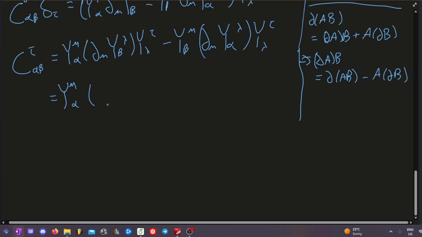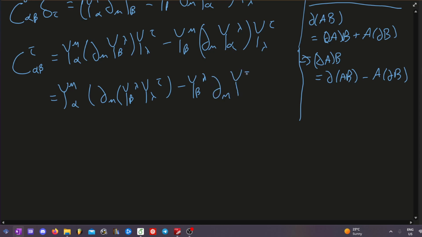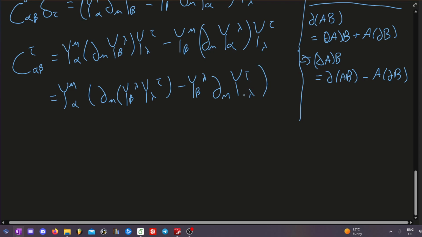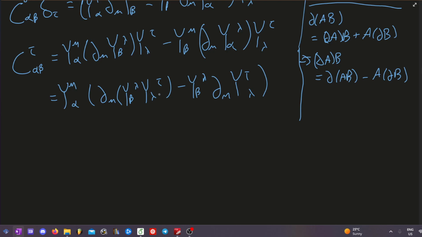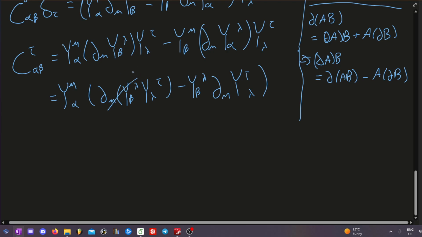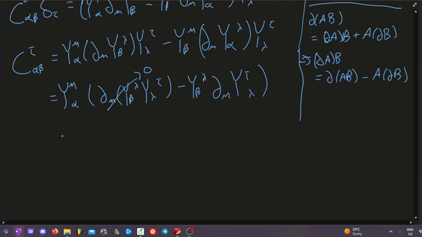So instead now, we're going to write del mu acting on y beta lambda and y lambda tau, and subtract off y beta lambda times del mu of y tau lambda. That's term 1 only. And remember, the inside of this derivative is going to evaluate to a Kronecker delta, like I showed earlier. So that's just a constant inside the brackets, and this derivative evaluates to 0.